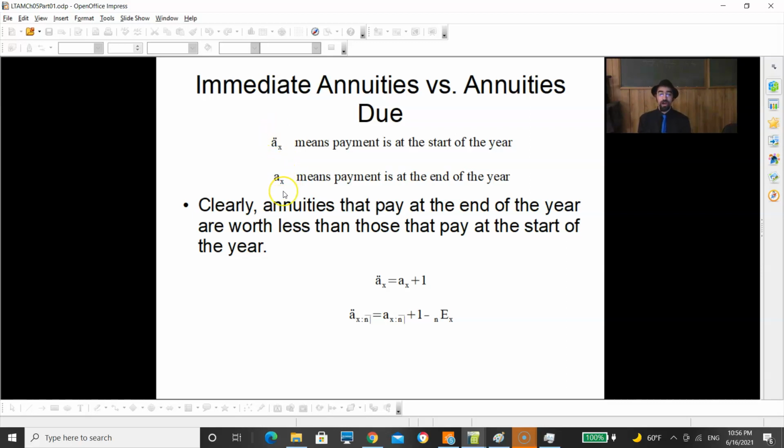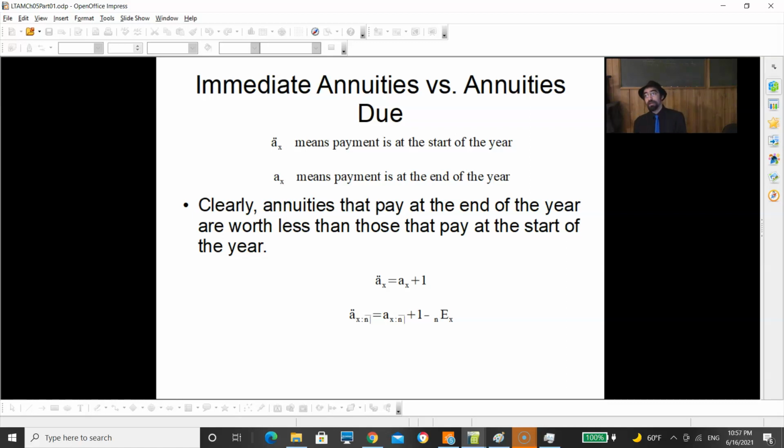Now, they're both conditioned on the person still being alive. For A double dot X, the condition is that the person is alive at the start of the year. And there's a question, does AX without the double dots mean the person has to still be alive at the start of the year, so that it's at least the same condition, or at the end of the year, so that you still have to be alive for payment? The answer is the latter of those two. Still alive at the end of the year.